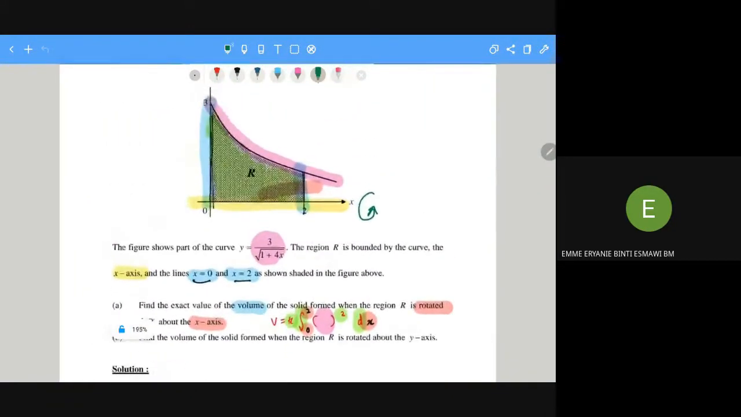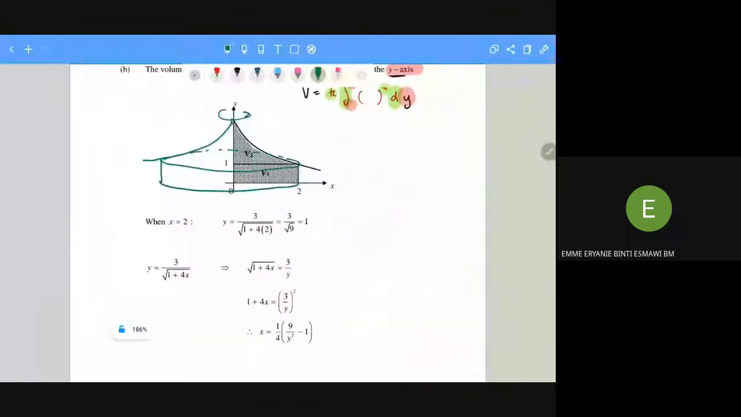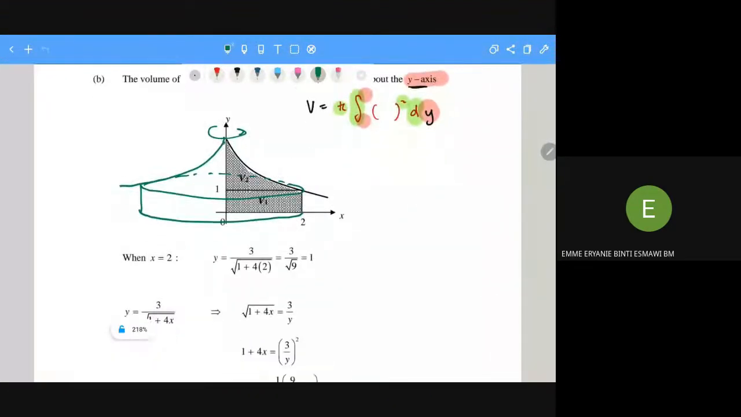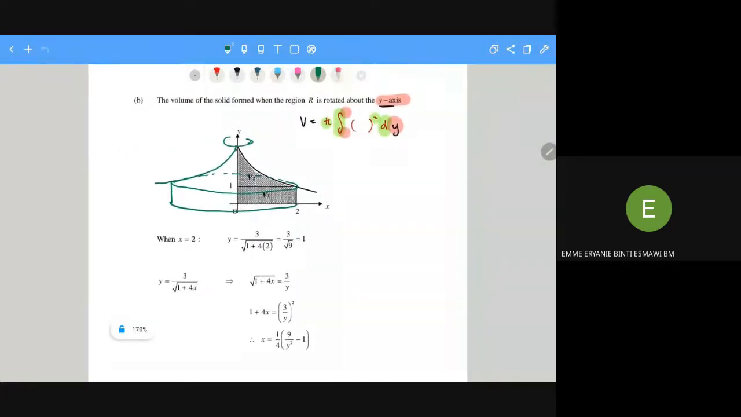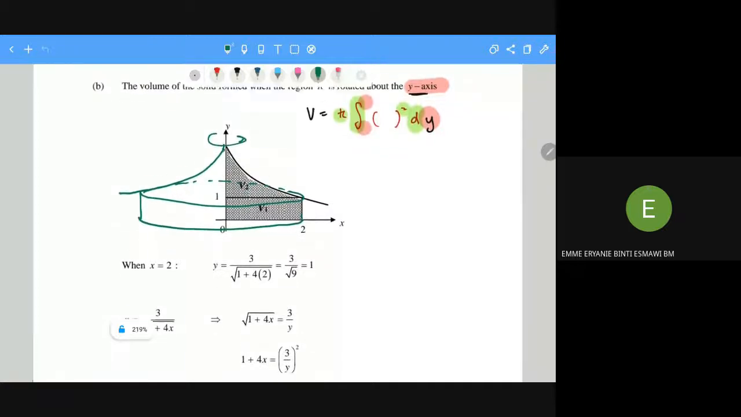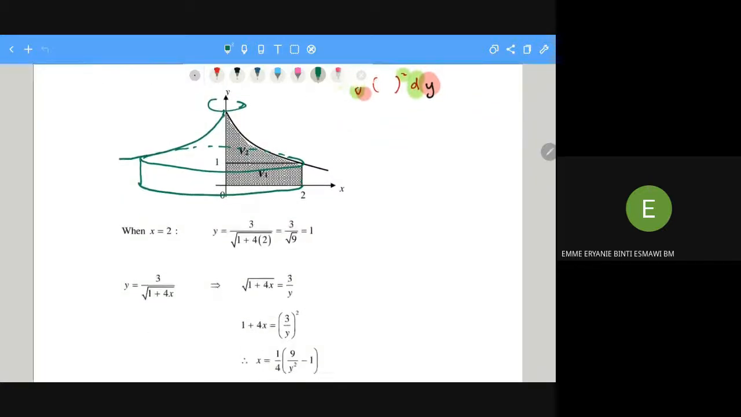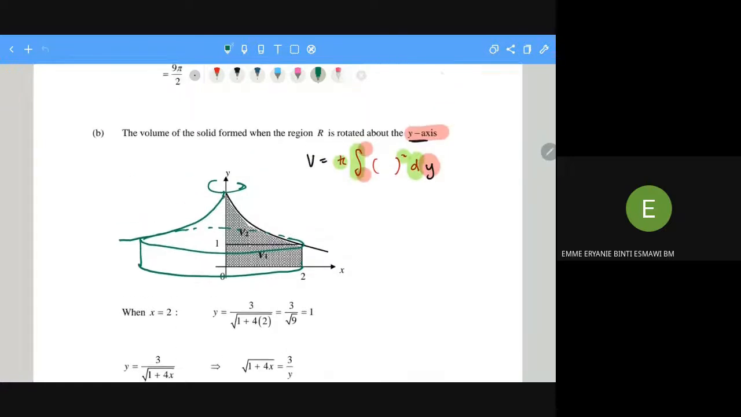Okay. Kalau dia pusing dekat paksi X itu, dia akan bentuk macam ni. Itu bengkok. Okay, so that's how it looks like kalau dia putar dekat paksi X. Now this is how it looks like kalau dia putar dekat paksi Y. Okay. So of course the volume is not going to be the same walaupun dia adalah the same region yang dibounded. Okay. So we know the limit is 0 until 3.